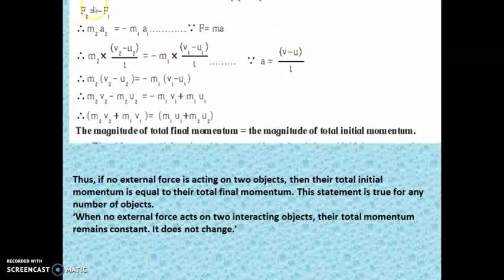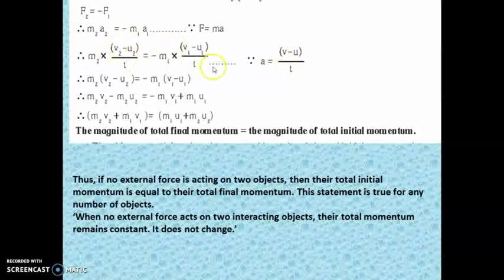So F2 is equal to minus F1, because according to Newton's law, it is equal in magnitude and opposite in direction. Because it is opposite in direction, the minus sign is there. Now let's substitute the values, because F is equal to mass into acceleration. So m2a2 is equal to minus m1a1. Instead of F2 we put m2a2, and instead of F1 we put m1a1. Then a, acceleration, is (v minus u) upon t, that is final velocity minus initial velocity upon time.